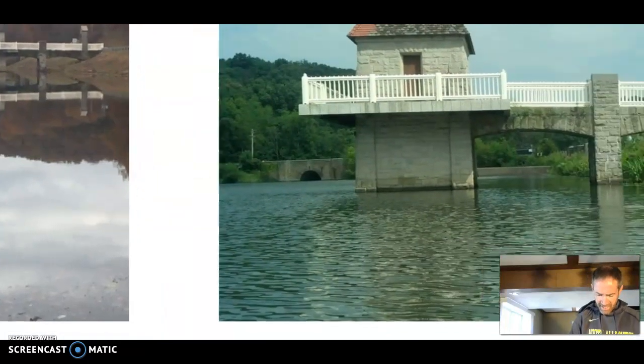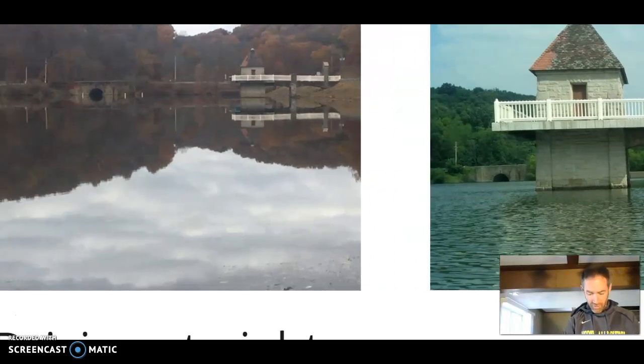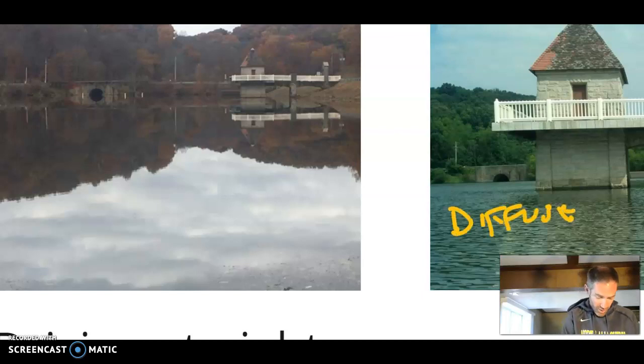On a normal day, the same spot looks more like this. And so there's waves all over here. And so the light rays are still coming down off of that tunnel like they were before, but they're not staying parallel with each other. And so you don't get an image. The image is all there, but it's all jumbled up. And so this picture over here is that diffuse reflection, where this one over here was that specular reflection.